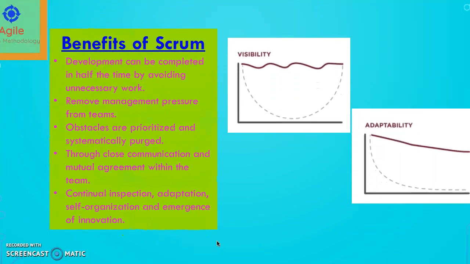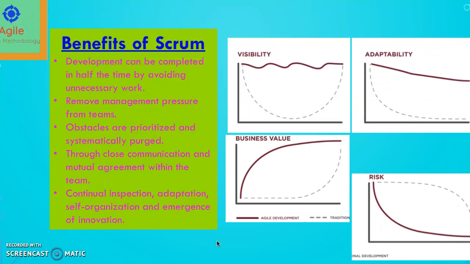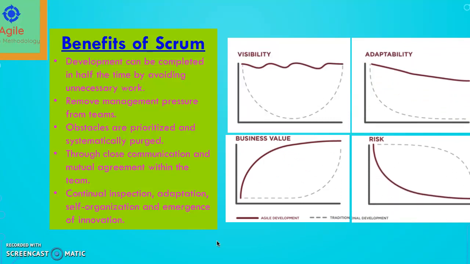Benefits of Scrum. Development can be completed in half the time by avoiding unnecessary work, remove management pressure from teams, obstacles are prioritized and systematically purged through close communication and mutual agreement within the team. Continual inspection, adaptation, self organization, and emergence of innovation are some of the benefits of Scrum.